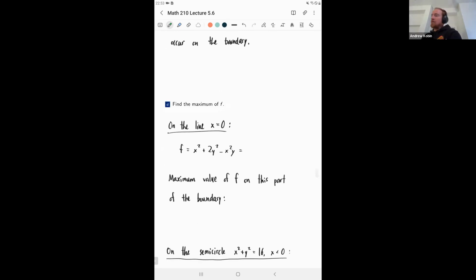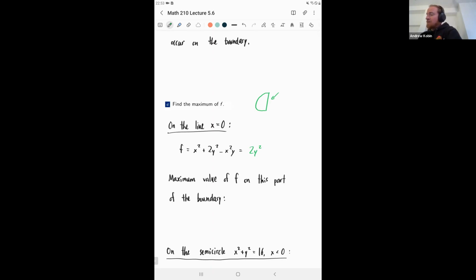The first thing we're going to do is check what happens on the entire line x equals 0, which again is this part of the boundary in our semicircle picture. So on the line x equals 0, algebraically, we can plug in x equals 0 into the function and look at what the values of the function are depending on the height of the y coordinate in the xy plane. So if I plug in x equals 0, I'm just stuck with 2y squared. This is now a function that only depends on y because the x coordinate's fixed.